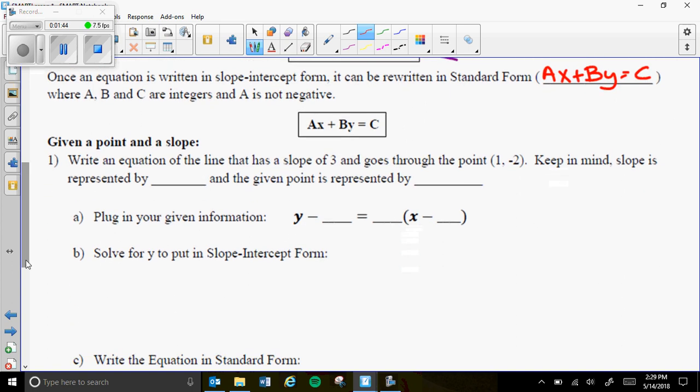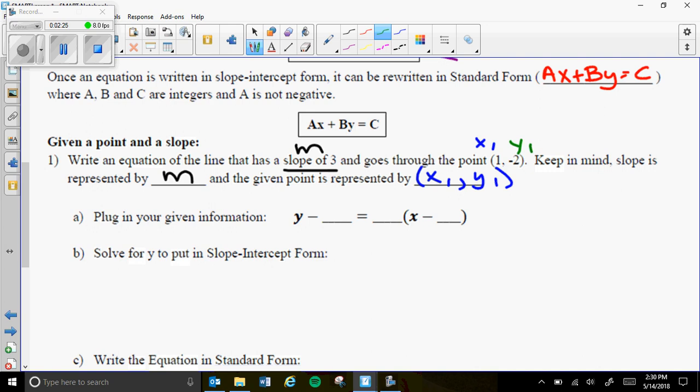Given a point and a slope, write an equation of the line that has a slope of 3 and goes to the point 1, negative 2. Keep in mind, slope is represented by, what letter do we use? M. And the given point is represented by x1, comma, y1. So if I go back up and read this sentence again, write an equation of a line that has a slope of 3. So right there is my m. And goes to the point 1, negative 2. So here's x1, y1. And now we're just going to fill in the equation. Plug in your given information.